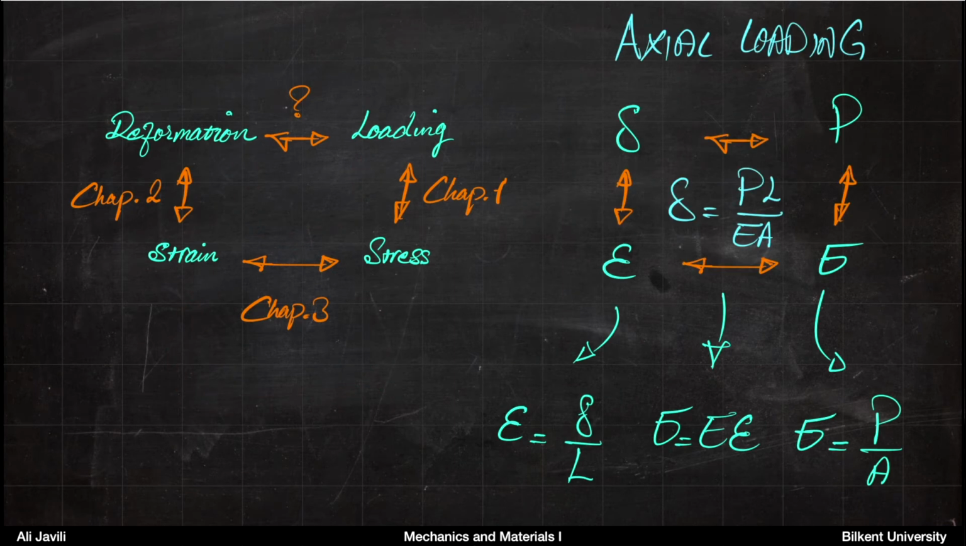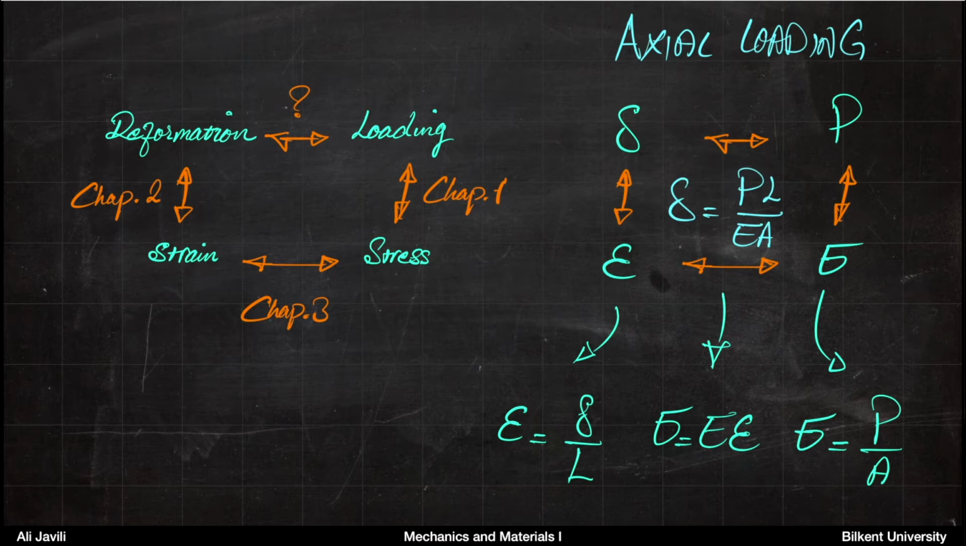Now for axial loading, the deformation that we are looking for is delta, the displacement essentially. The loading that we are talking about for axial loading is a normal force or a normal loading, let's say P. And the corresponding strain in this type of problem would be normal strain. And then the normal strain is defined as delta divided by L, L being the length of a member.